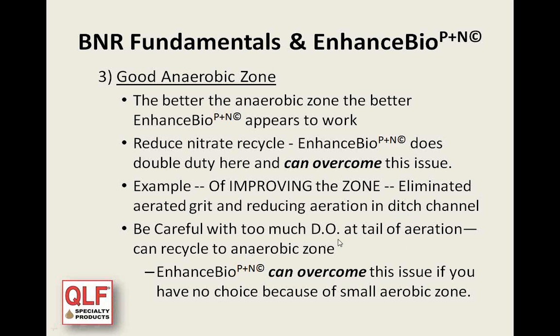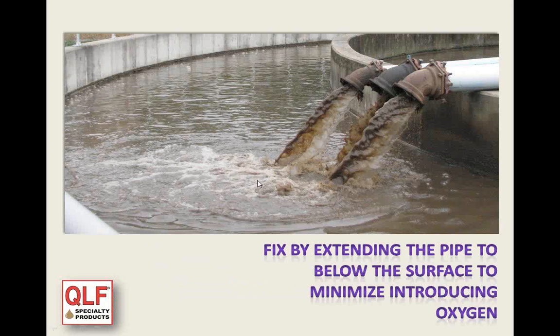So the other thing you have to watch out for is DO at the tail end of the aeration tank being recycled back through the RAS into the anaerobic zone. We can overcome all these issues. Here's an example, a picture of a recycle flow from an aerobic zone to an anaerobic zone, and this is how you don't do it, because notice the air bubbles on top here. What you're doing is entraining a lot of air, and this is supposed to be an anaerobic zone.